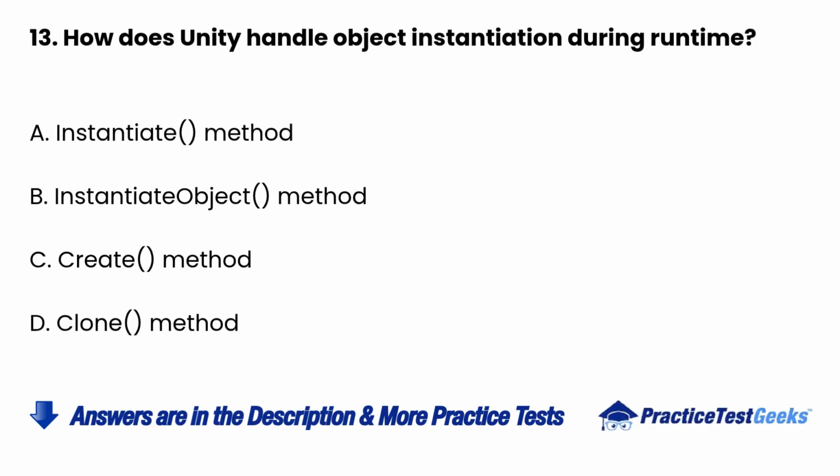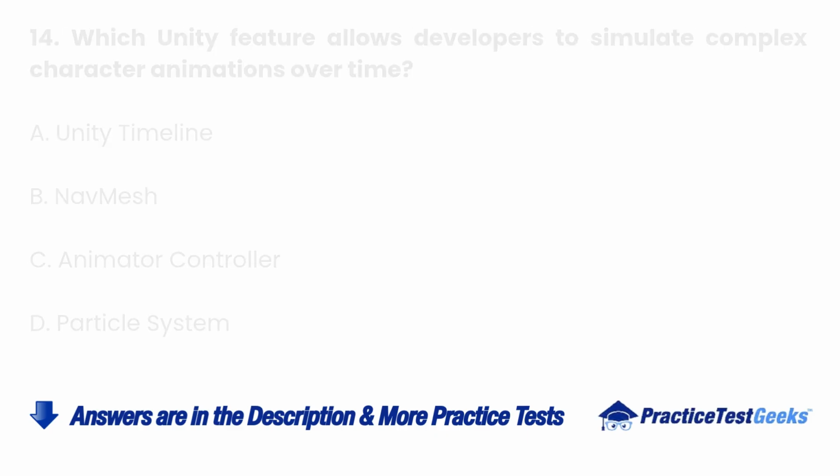13. How does Unity handle object instantiation during runtime? A. Instantiate method. B. Instantiate object method. C. Create method. D. Clone method.